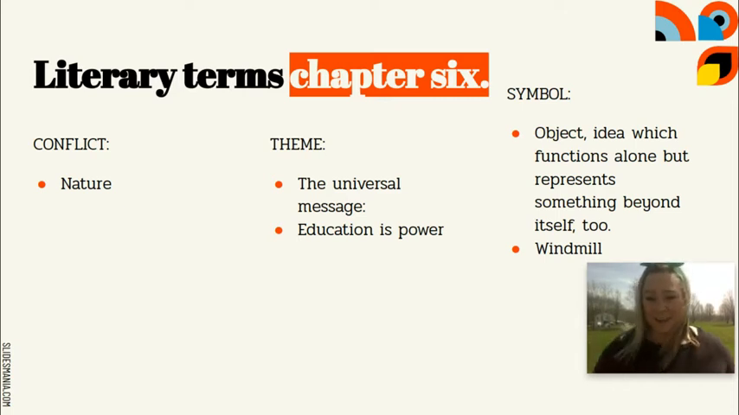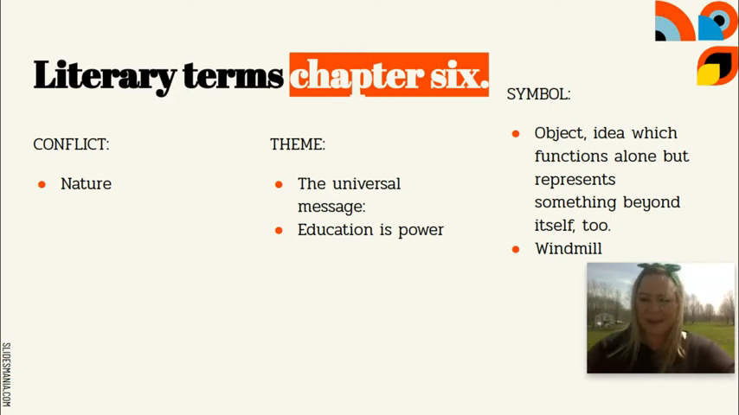Again, we have our theme. It is continuing to develop. And the theme is the universal message of a story. The theme in Chapter 6, like the previous chapters, is the importance of education, how essential education and the acquisition of knowledge and information is, and the consequences of being uneducated.